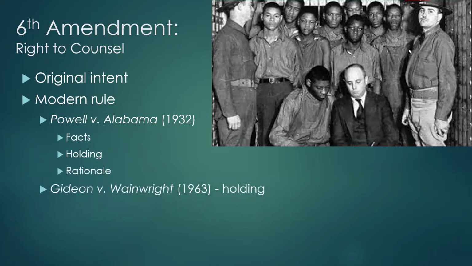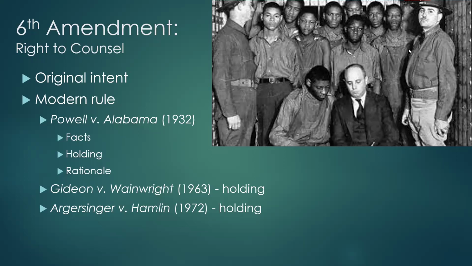The next big decision is the Gideon versus Wainwright decision. And it was in the Gideon case that the Supreme Court held that the right to the assistance of counsel extends beyond just capital cases, extends into any felony prosecution. And then the Argersinger case provides what we currently have. It's not even just a felony. We hold that no person may be imprisoned for any offense, whether classified as petty, misdemeanor, or felony, unless he was represented by counsel at his trial.